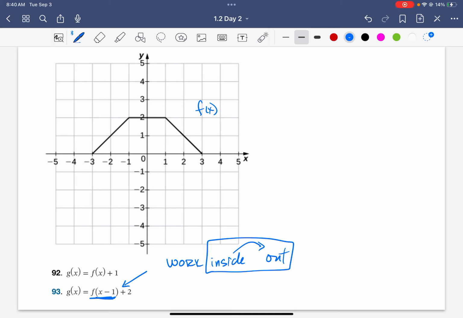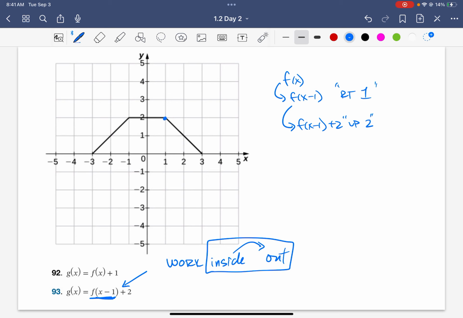The first thing that was done to x is that we changed inside the function, so we replaced x with x minus 1. If we go from here to here, this moves it right 1, and then if we go from here to here, this moves it up 2. So we're going to go right 1 and up 2 for every point.